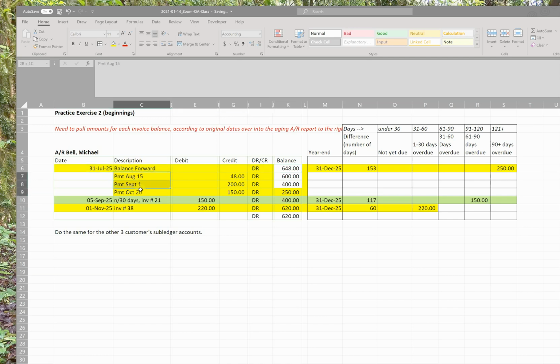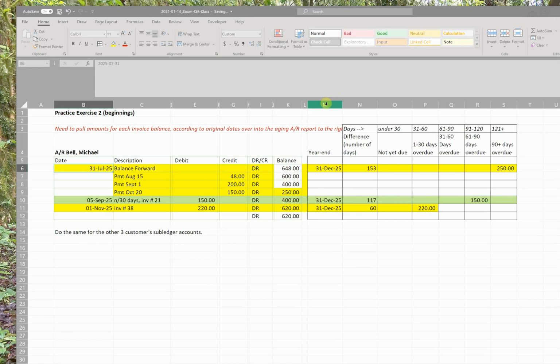And now there were payments made, and I simply took the GL that is provided in the textbook and reorganized the lines a little bit, because 200 plus 48 plus 150 is not more than 648. In fact, it leaves us with a balance still owing of $250. But there's only $250 owing, and it's owing from the same time frame as this 648, which we know is at least July 31st, 2025.